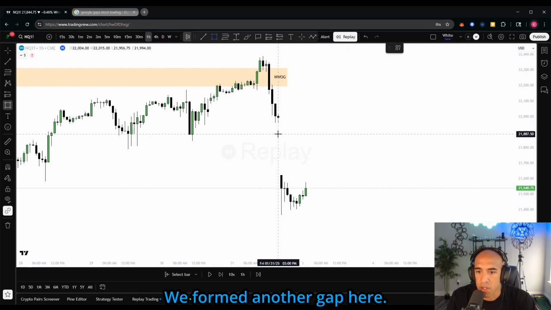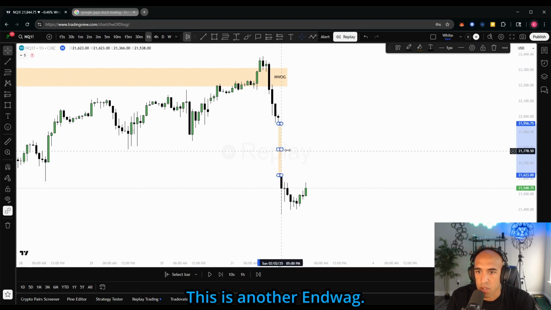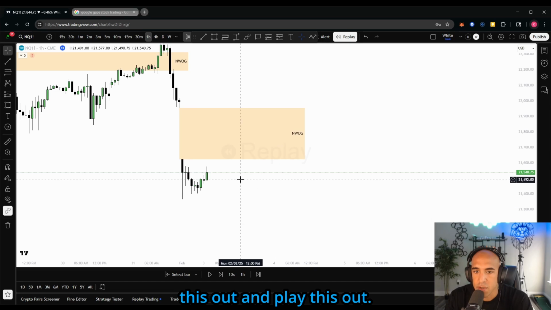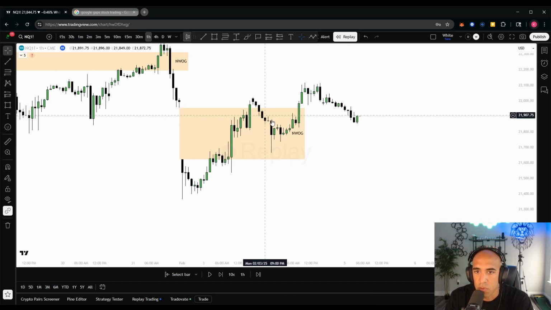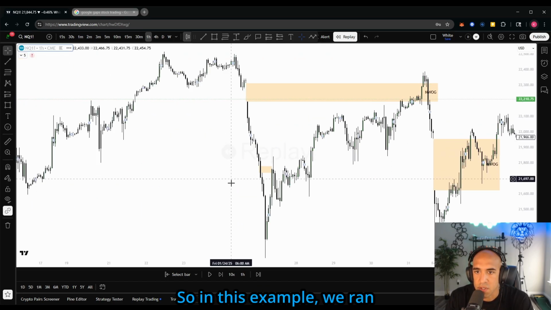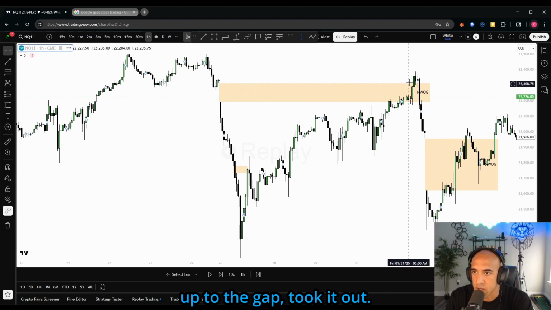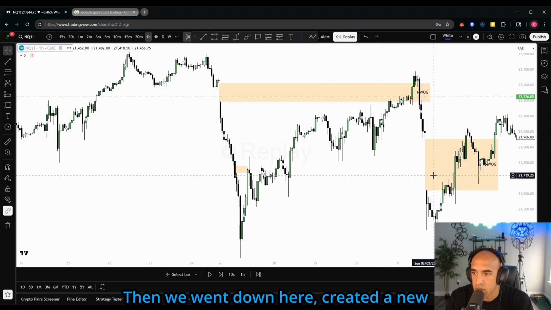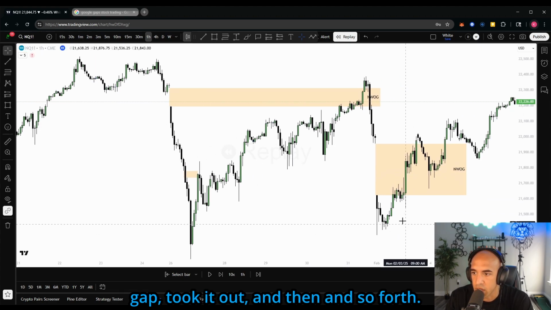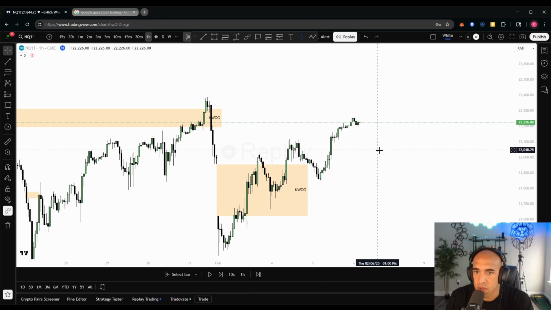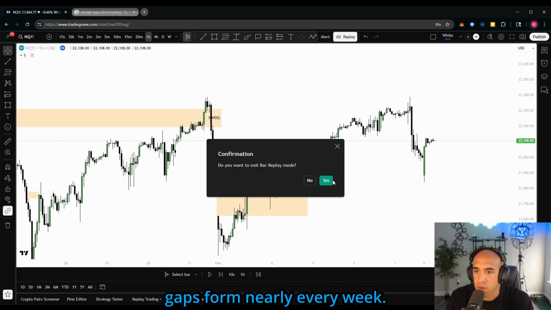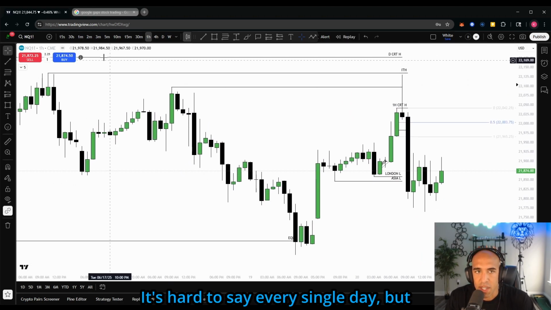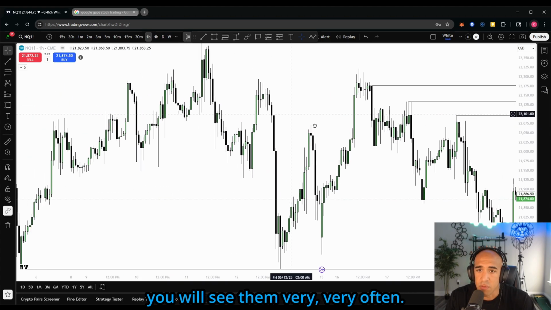And look at this. We formed another gap here. This is another NWOG. Let's go ahead and mark this out and play this out. Boom. Went right through the gap. So in this example, we ran up to the gap, took it out, then we went down here, created a new gap, took it out, and so forth. You'll notice these gaps form nearly every week. It's hard to say every single day, but you'll see them very, very often.